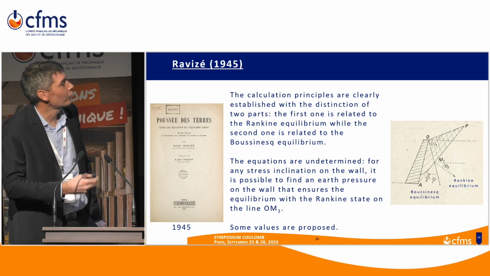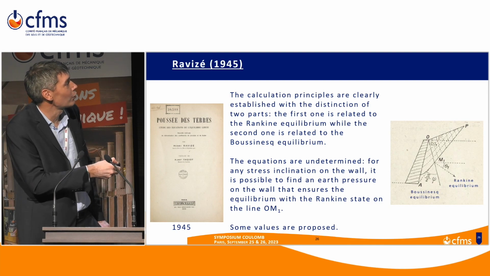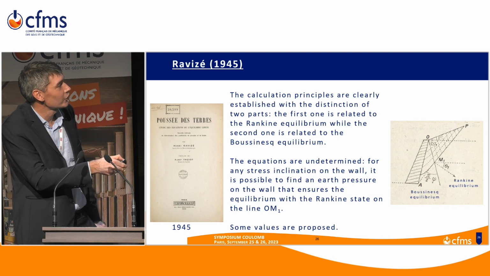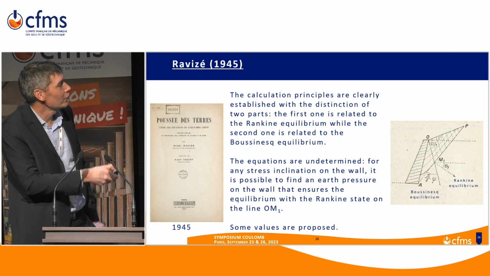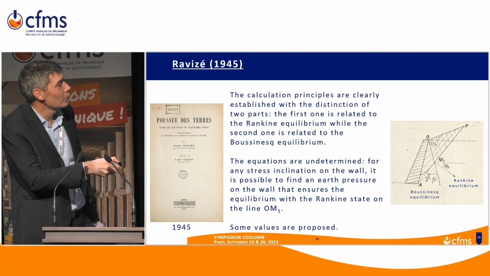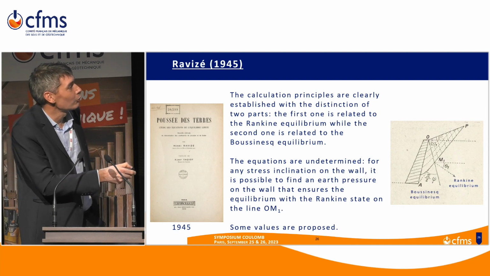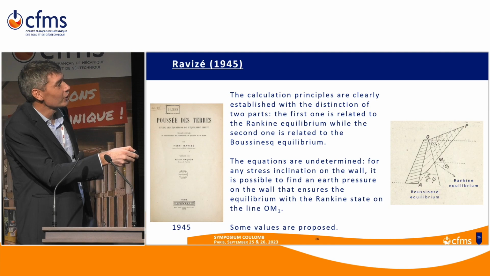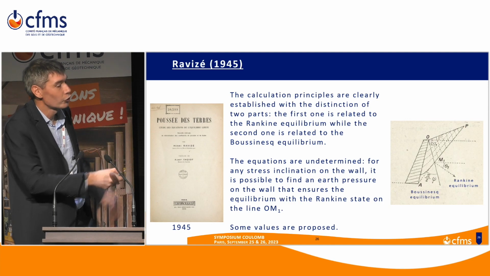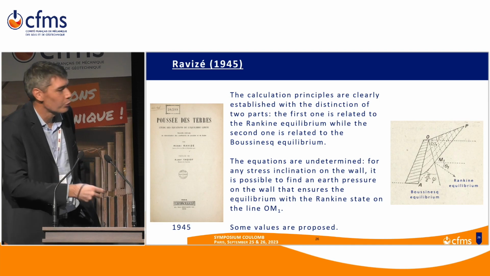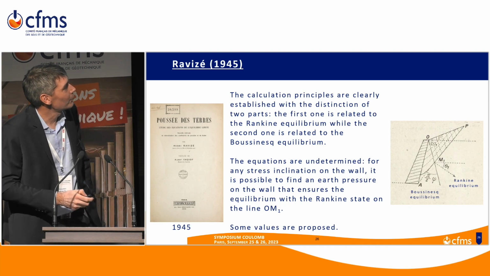The main point for Ravizet is to show that the equations proposed by Boussinesq are in fact undetermined. It means that for any stress inclination along the wall, it's possible to find an earth pressure on the wall that ensures the equilibrium with the Rankine state. In fact, we know the solution on the first Rankine slip line, but it's possible for any stress inclination to find a value of the earth pressure. So we have more or less an infinite number of pressure values. Some values are proposed, but there is still not a systematic procedure.